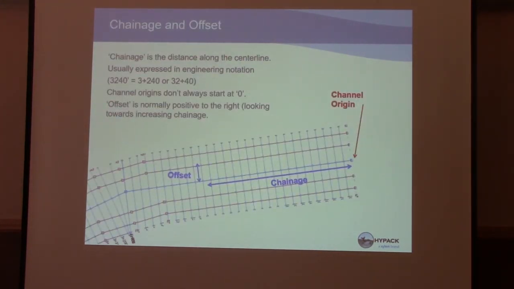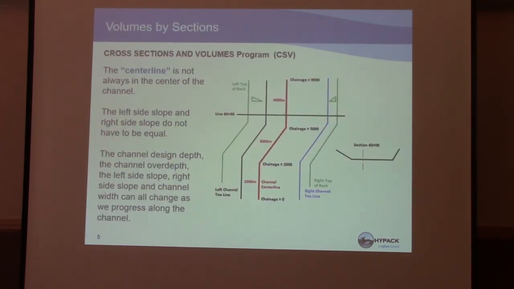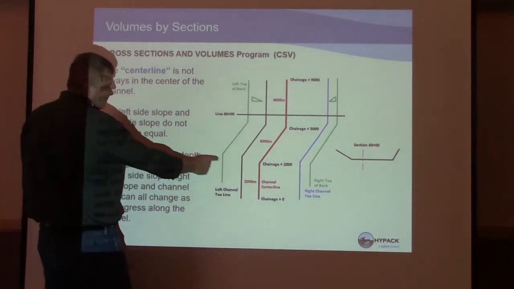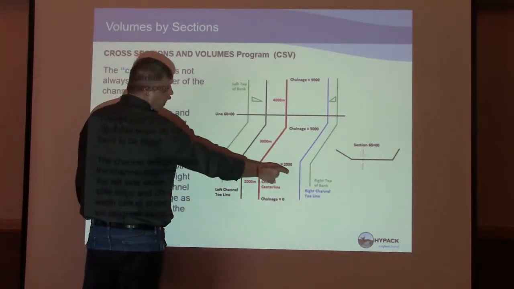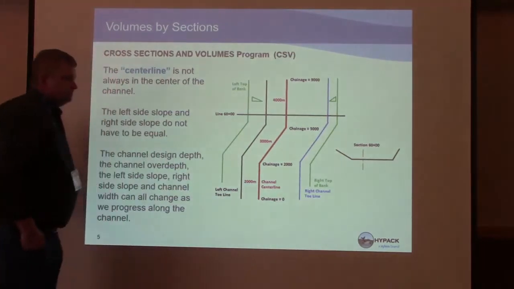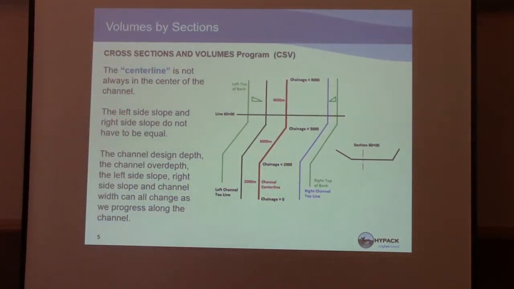Chainage and offset. Everyone know what chainage and offset is? Distance from the beginning of your channel and how far you're off the center line, right? Volumes by sections. A lot of times you do left slope. Center line is not always the center of the channel. Sometimes the center line can be offset from the center of the channel. You have left top of bank, center of the channel, left toe, right top of bank. And over there you can see what the sections would look like at that.